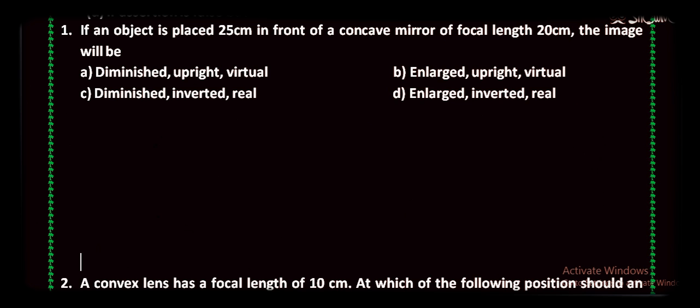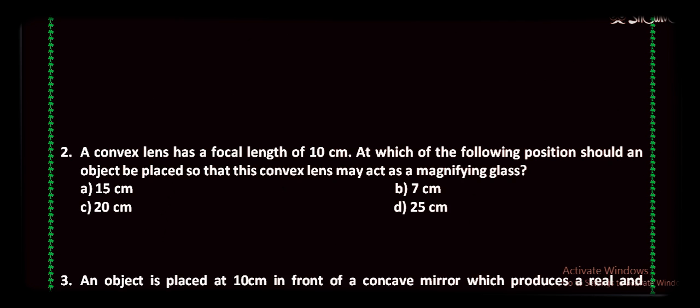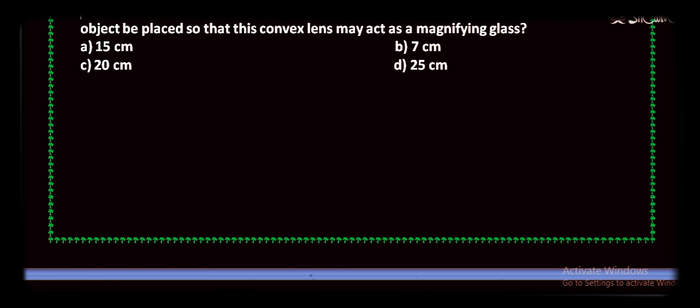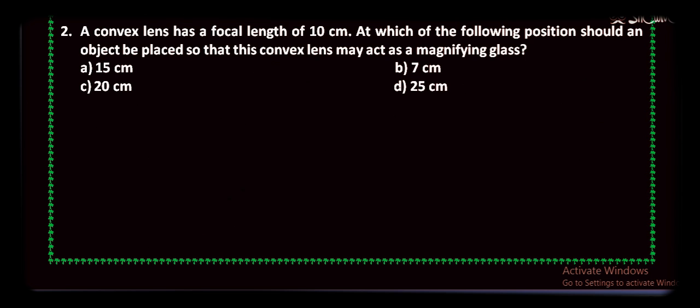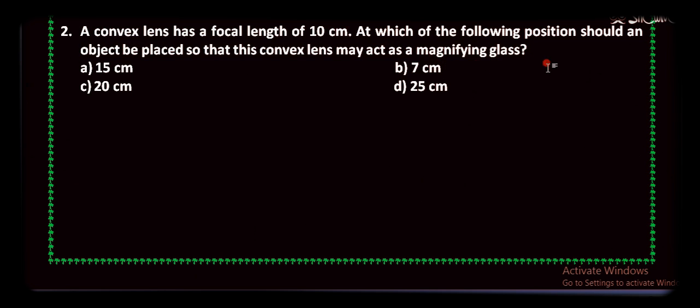The next question is displaying on the screen. It says a convex lens has a focal length of 10 centimeter. At which position should the object be placed so that the convex lens will act as a magnifying glass? This is the application which is used by watch repair persons. They use a convex lens as a magnifier. So in which case will it act as a magnifier?